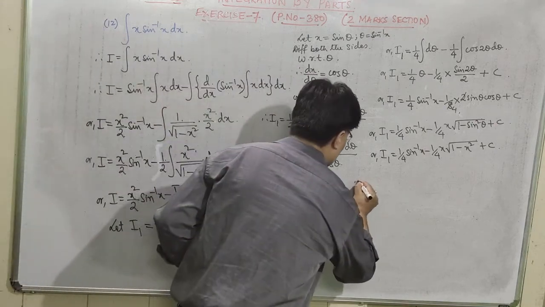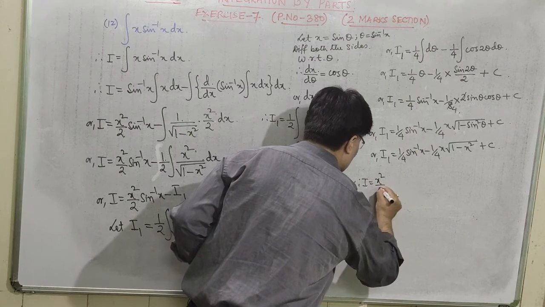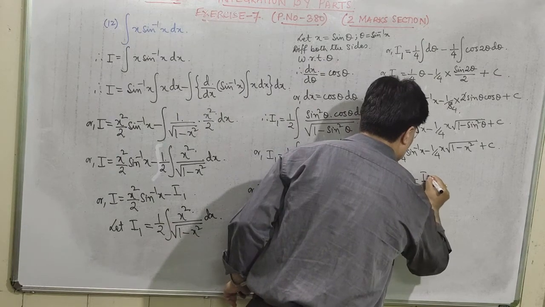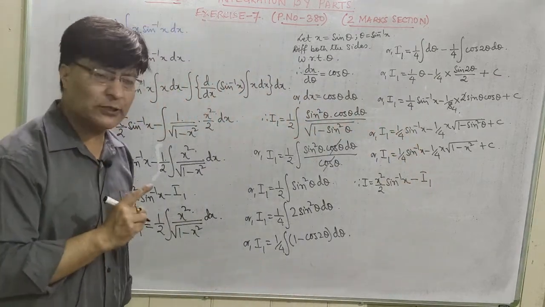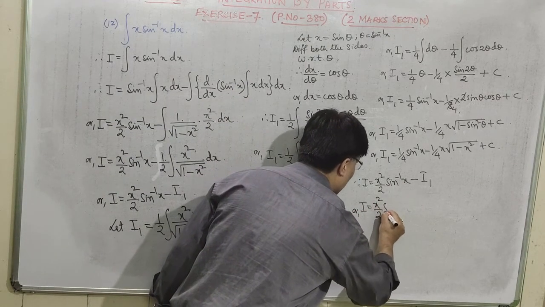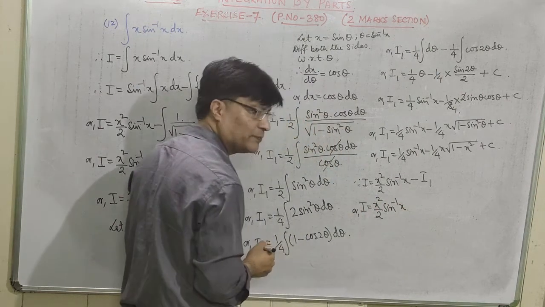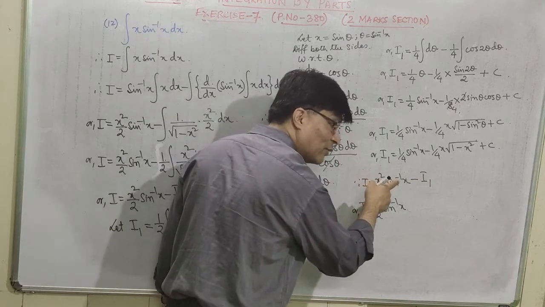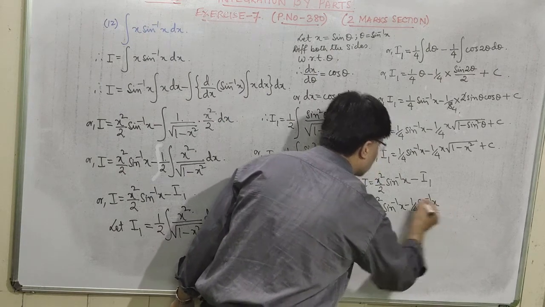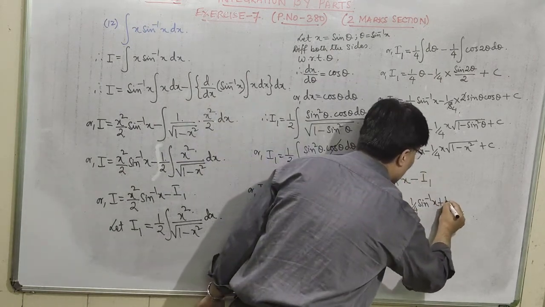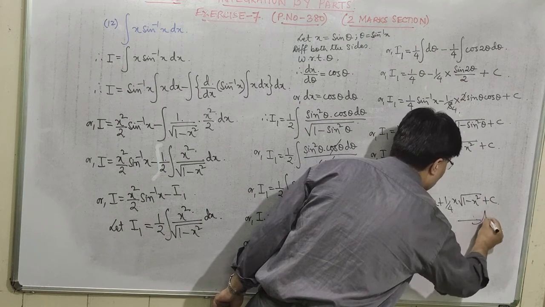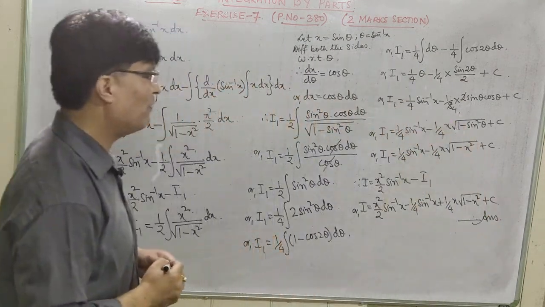So what is I actually? I is equal to x square by 2 sine inverse x, then what is here? Minus I1. So let us put the value for I1 now. I is equal to x square by 2 sine inverse x, now minus I1 is there. Put the value for I1, you have to change the sign also. Minus 1/4 sine inverse x, minus to minus, plus 1/4 x root over 1 minus x square, then plus c. So this is the final answer.